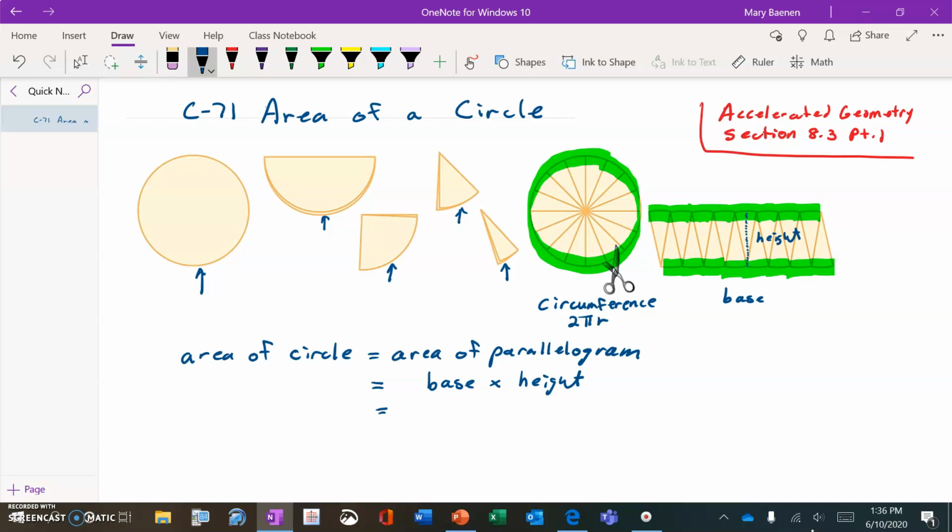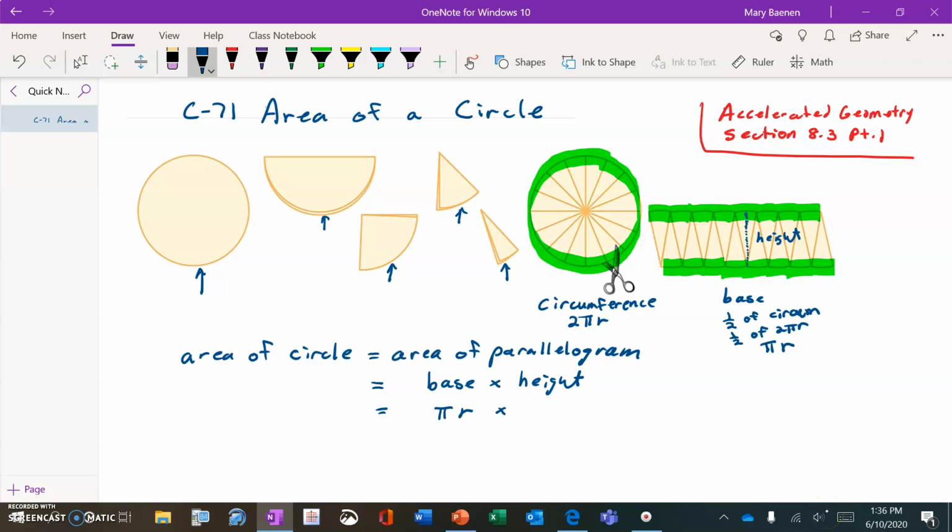Okay, now, what is this base? All of the green stuff was 2 pi r, the whole circumference. But as I did this, you can see that there's 8 pieces of the circumference on top, and there's 8 pieces of the circumference on the bottom. So this base is really half of the circumference. So that is half of 2 pi r, and half of 2 pi r would be pi r. So I can come back here and say the base is pi r.